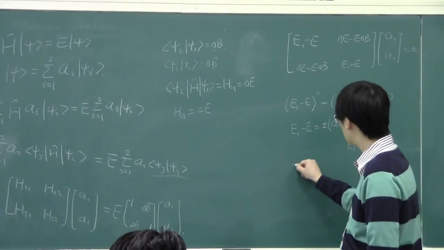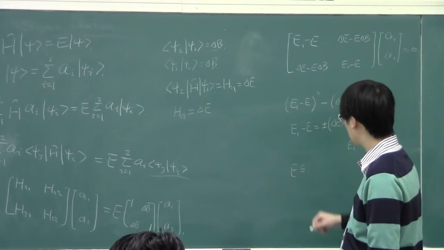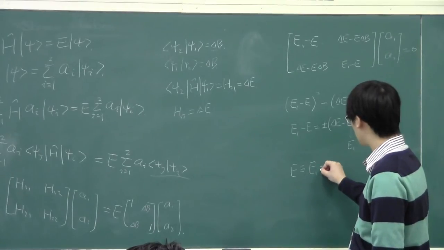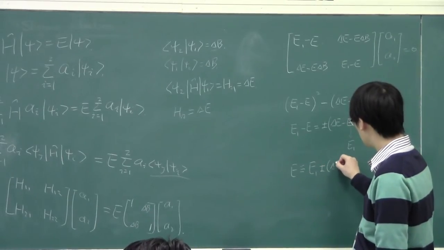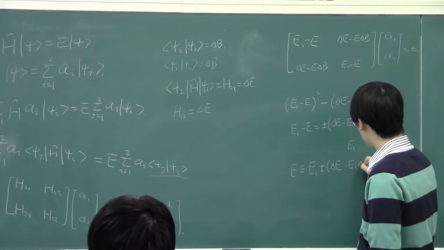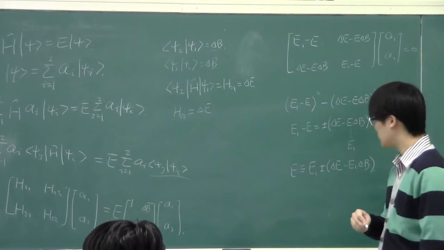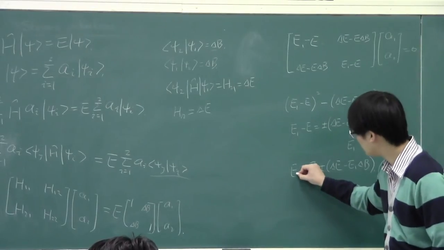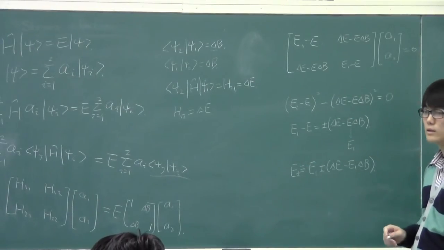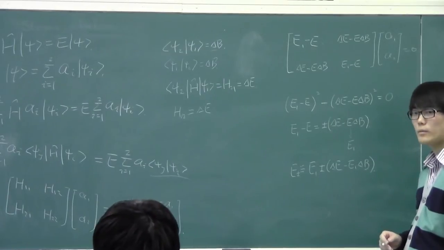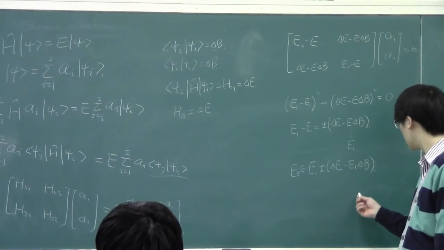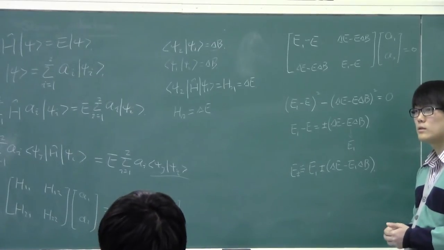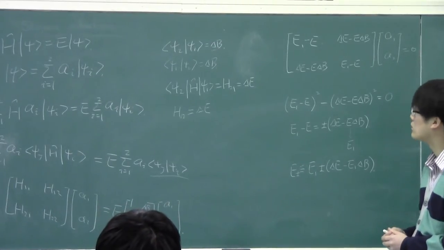Okay. So basically, I get E is approximately equal to E1 plus minus delta E minus E1. So, okay. Let me label this with plus minus. Okay. Is everybody okay with this step? You may want to explain more carefully why H11 is E1, H22 is E1.